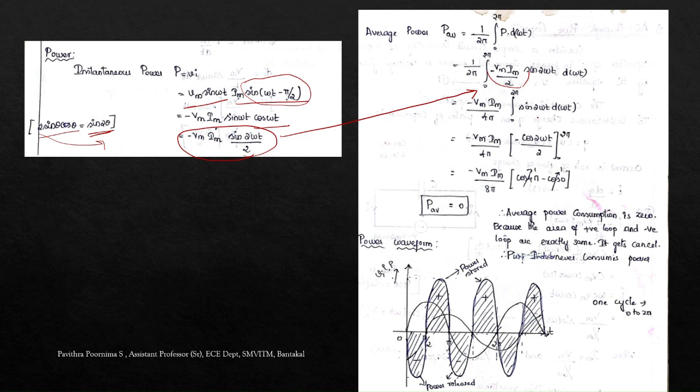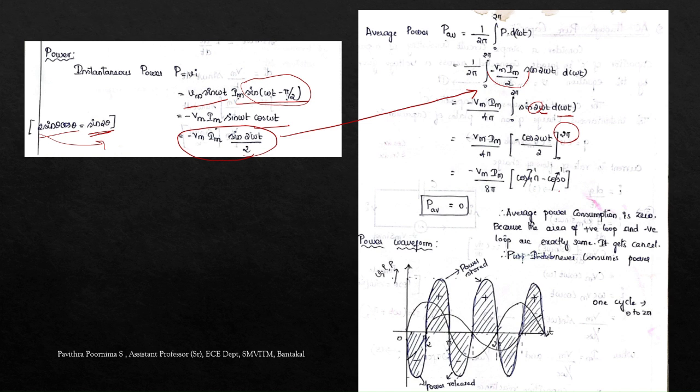Minus Vm Im by 4 pi, the integration of sine 2 omega t is minus cos 2 omega t divided by 2. Because integration is with respect to omega t, the 2 will be constant, so that comes in the denominator. Minus cos 2 omega t divided by 2, 0 to 2 pi. Upper limit minus lower limit. So minus, if we keep it out, then cos 2 into 2 pi, which will be 4 pi. So cos of whatever the value is, n even or odd, if it is even, the answer is 1.